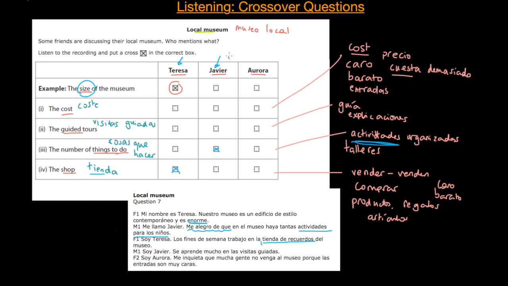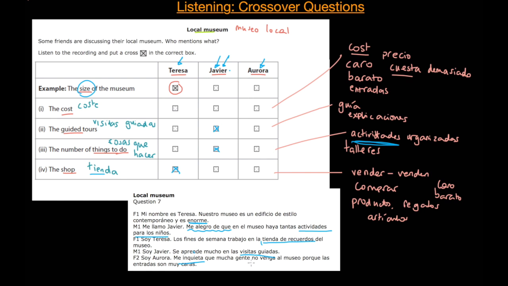Next one, soy Javier. So we've got Javier again. Se aprende mucho en las visitas guiadas. So we've got visitas guiadas, guided tours, not too complicated. This is what I'm doing, an arrow whenever I hear the name. You might want to do the same, because sometimes you hear visitas guiadas, but now you've forgotten who was talking. So get ready to note Javier, visitas guiadas, and then do the cross. And then finally, soy Aurora, here we go, me inquieta, it worries me.